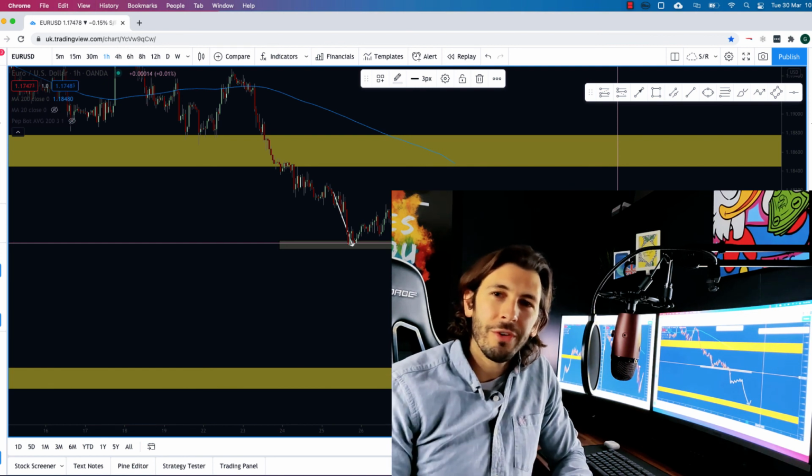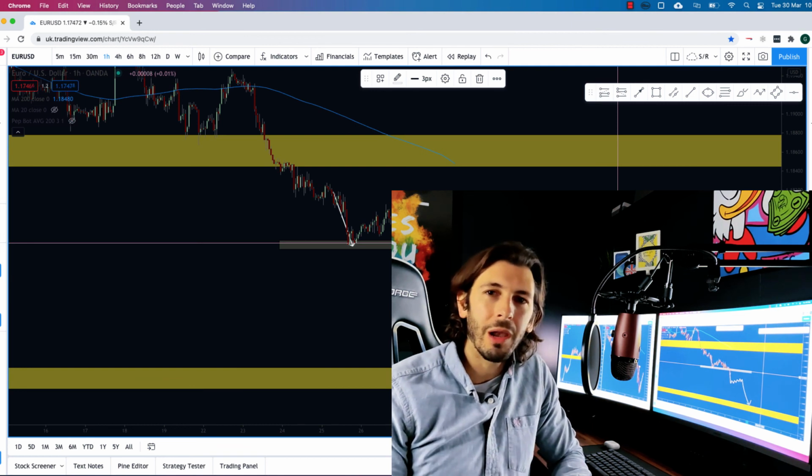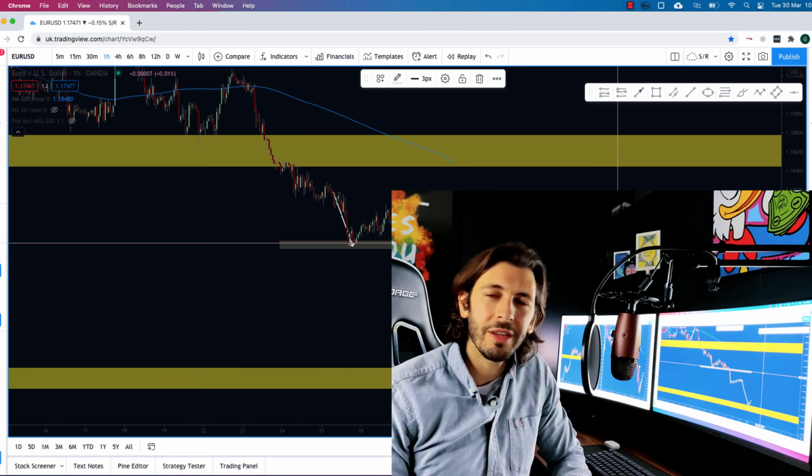Like we've just gone through, the euro is looking very bearish on the daily time frame and on the lower time frames, so the 1 hour and below. Some good trading opportunities here.